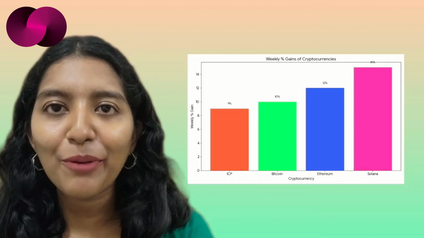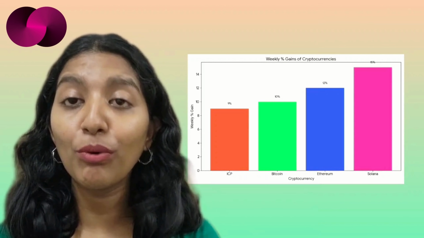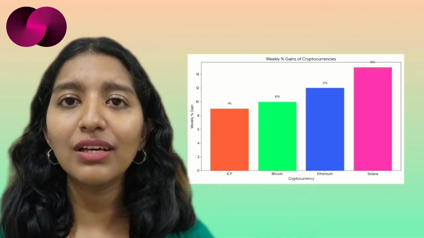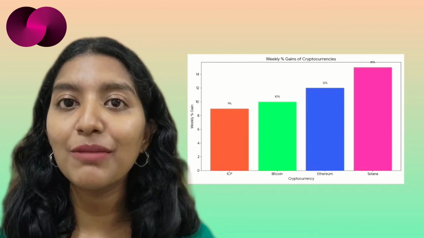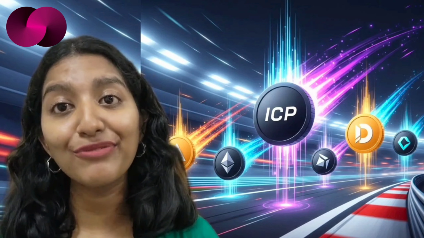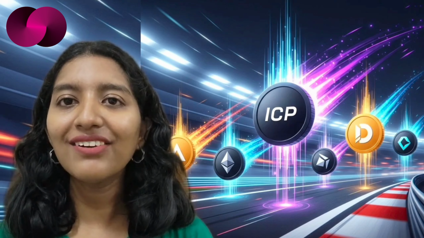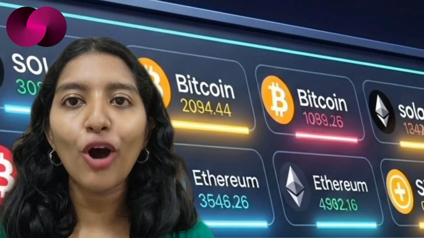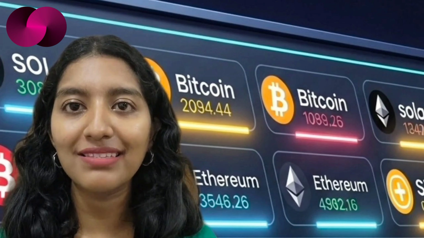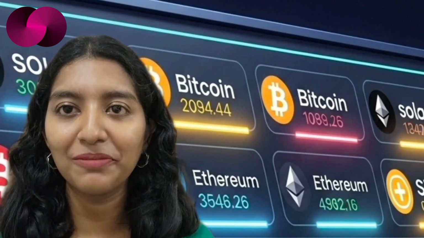When you stack that up against Bitcoin and Ethereum, both hovering around 10 to 12% weekly gains, and Solana, which sometimes hits over 15% in strong altcoin weeks, ICP's performance is definitely holding its own. But here is the kicker. It hasn't been topping the charts decisively, and that's a key part of Raoul Pal's framework for long-term conviction.